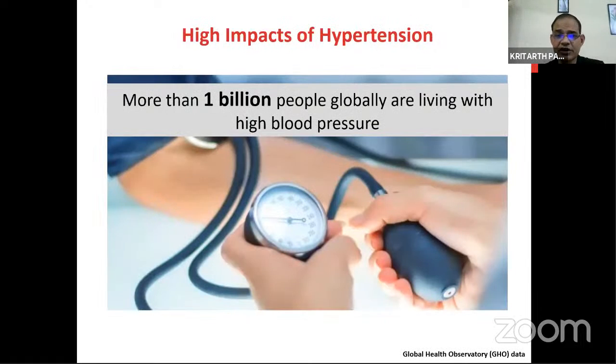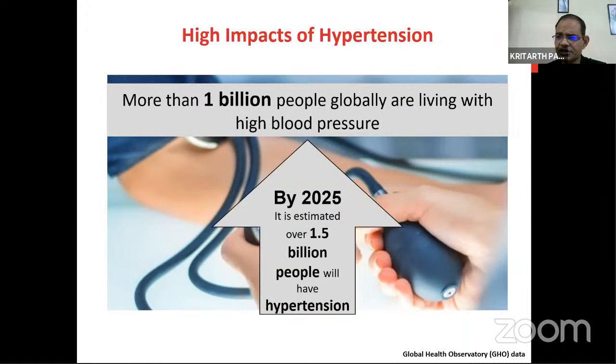Regarding the high impact of hypertension, more than 1 billion people globally are living with high blood pressure. And by 2025, it is estimated 1.5 billion people will have hypertension. The increase is approximately 60% in the hypertension burden in 25 years.